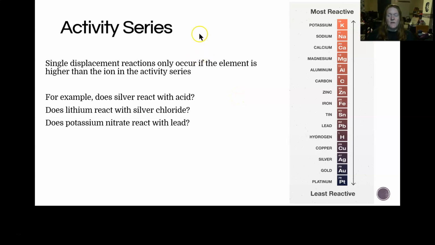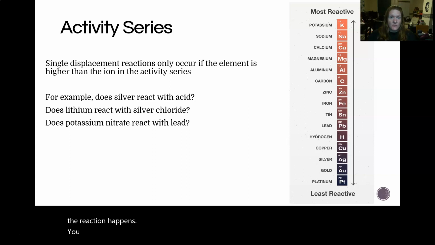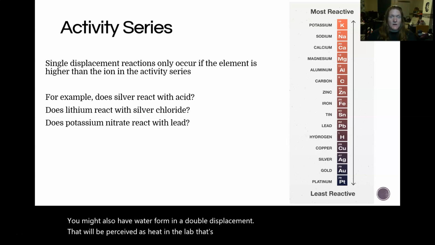Now, by the way, I never finished the thought really, but when you use the solubility chart, it tells you when a solid forms. If a solid forms in a double displacement reaction, then the reaction happens. You might also have water form in a double displacement. That will be perceived as heat in the lab. That's the observation you would make. That means that reaction happens.